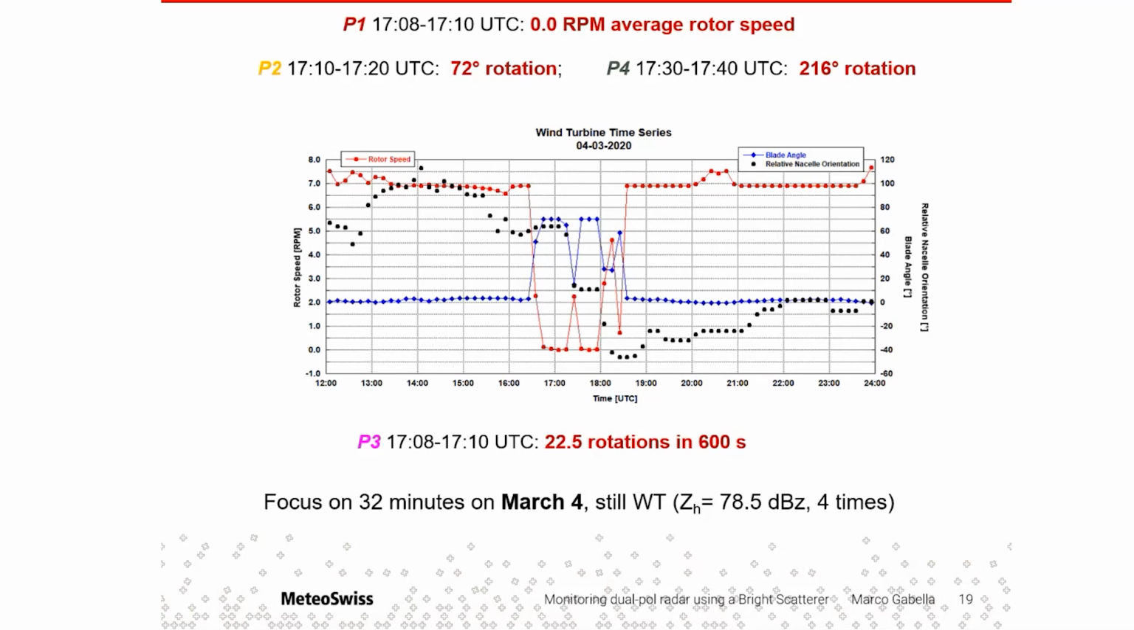It was 0.02, sorry, revolutions per minute, which means in 10 minutes, 0.2 rotation, a 72-degree rotation. In period number 4, another partial rotation, but not even one complete turn. And in the intermediate period, P3, we had 22.5 rotations. So part of it is in energy production mode. And now I will show you ZH.